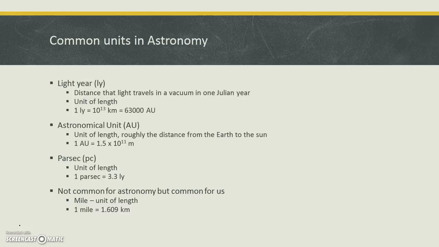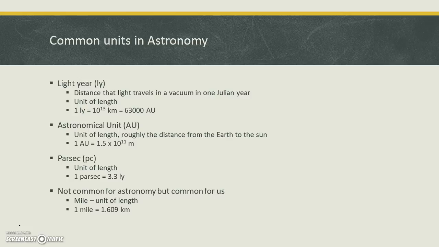Okay, moving on. Common units in astronomy. We have light years, astronomical units, parsecs. You will also see kilometers. And then the last one, not common for astronomy, but common for us, and you will hear this one, is miles. So the light year is LY, that's the abbreviation, and it's the distance that light travels in a vacuum in 1 Julian year. We'll get into that in class. All right, so these are all units of length, and 1 light year is equal to 10 raised to the 13th kilometers. And that's the same thing as 63,000 astronomical units.